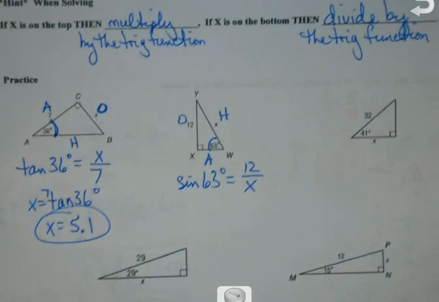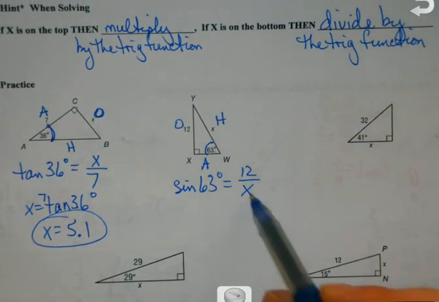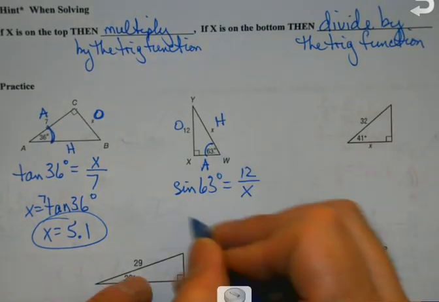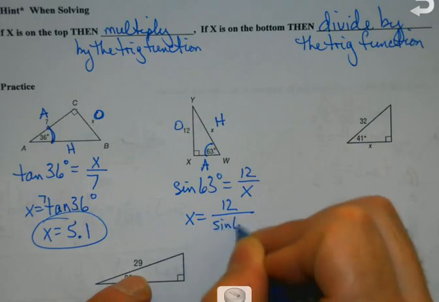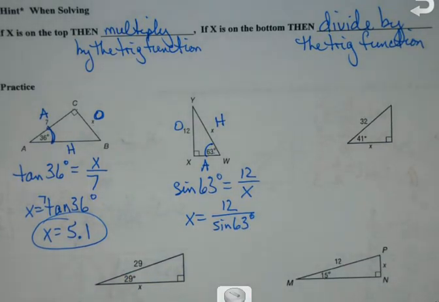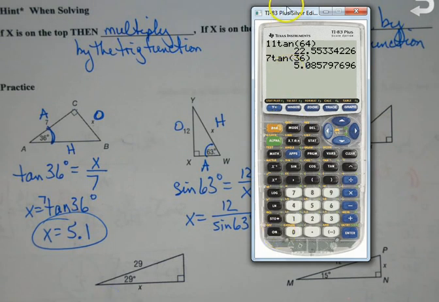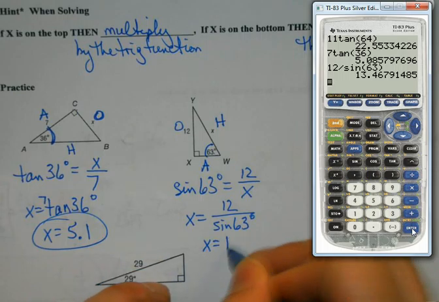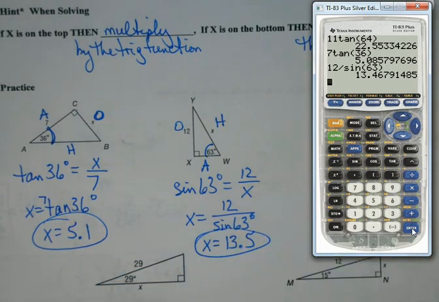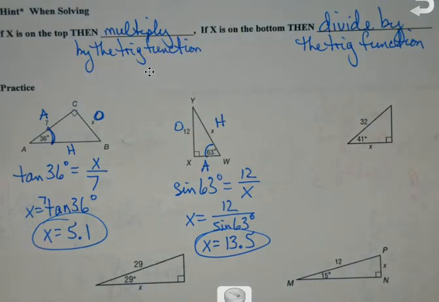Now here's the situation we're talking about right here. If x is on the bottom, we're going to divide this by the trig function, which means it's going to be 12 divided by sine of 63. Because if I did it as a proportion, that's what it would end up looking like at the end. So I'm going to tuck this over here. So it looks like x is about 13.5. And basically that's what I'm doing on all of these.